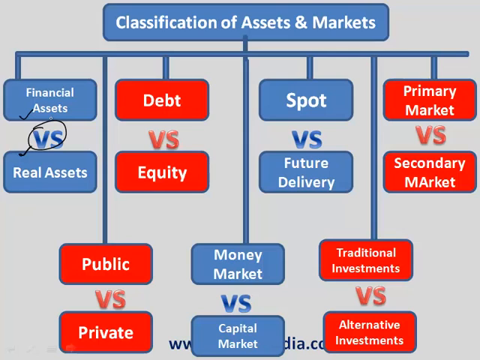Are we fine? Then public versus private. Public means the securities which are available on exchanges. Private means if you buy shares of FinTree, then it would be a private investment. Debt versus equity. I'm sure you understand the difference. Tell me what would be the difference between money market and capital market? Yes, money market are short-term instruments.